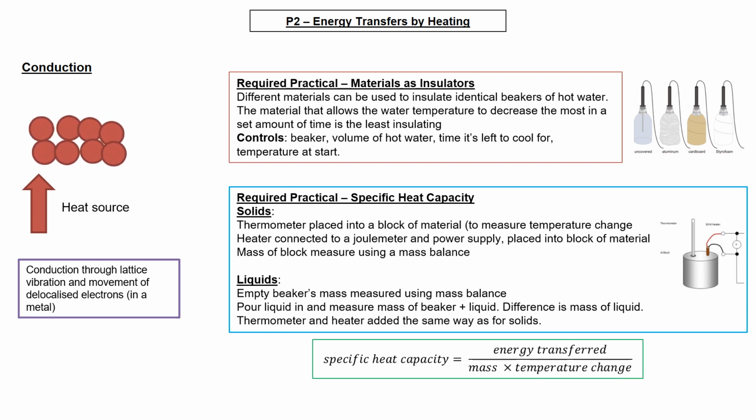You can then use this equation here: specific heat capacity is equal to energy transferred divided by the mass multiplied by the temperature change. In simple terms, specific heat capacity is the amount of energy needed to raise 1 kilogram of a substance by 1 degree C. Now you'll see it in some textbooks written down as not just 1 degree C, it will be 1 Kelvin. That's a whole different scale. You don't have to worry too much about that for GCSEs.